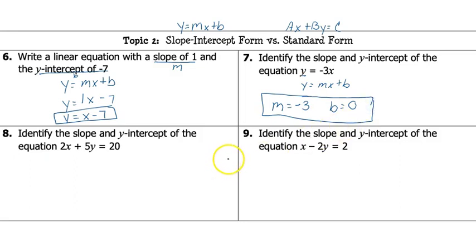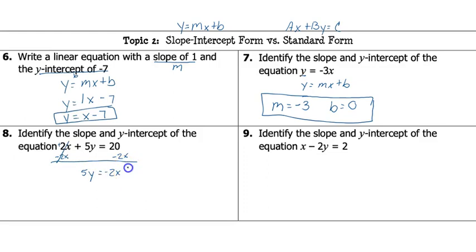All right, number 8. Identify the slope and y-intercept of the equation 2x plus 5y equals 20. Oh, slope and y-intercept. This is standard form. There is no slope or y-intercept here, which means I have to solve for y. So I'm going to solve for y by first moving the x variable. Remember, we do that by subtracting this off. This is a positive, so I'm going to subtract it away. What I do to one side of an equation, I do to the other. So I've canceled those. I have 5y equals -2x.